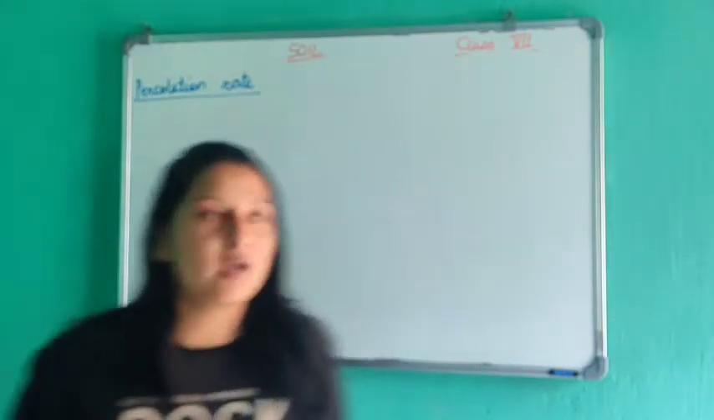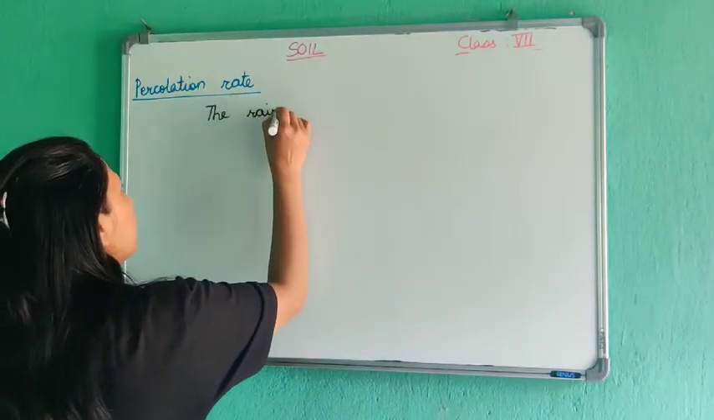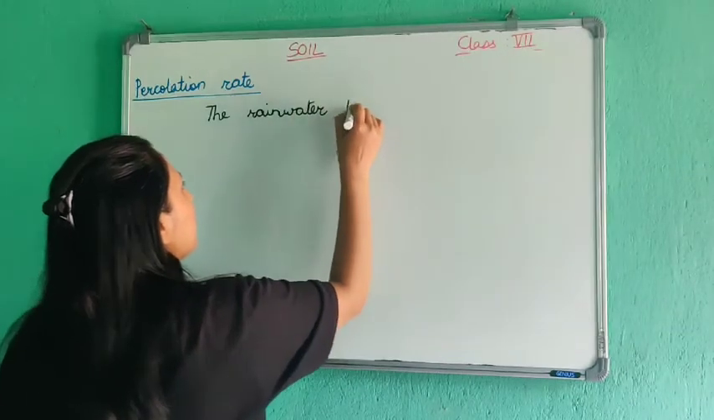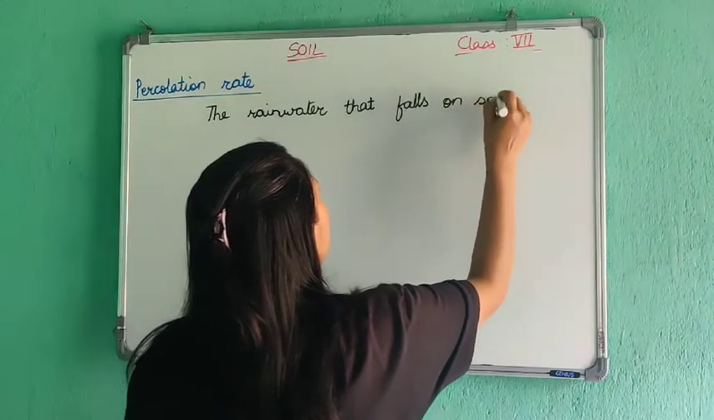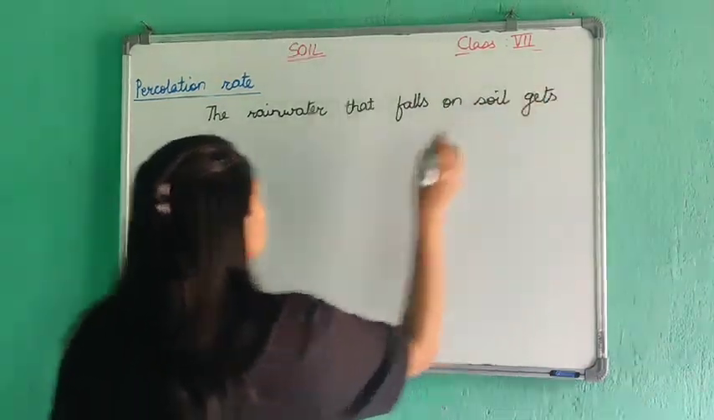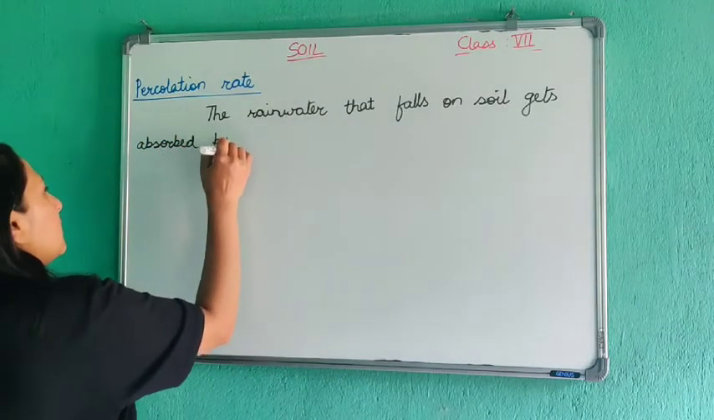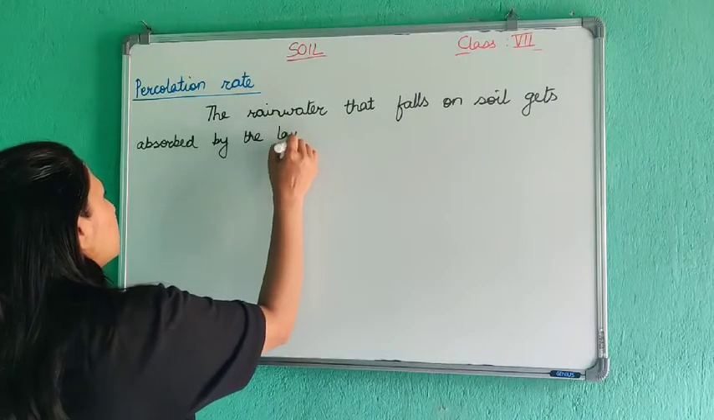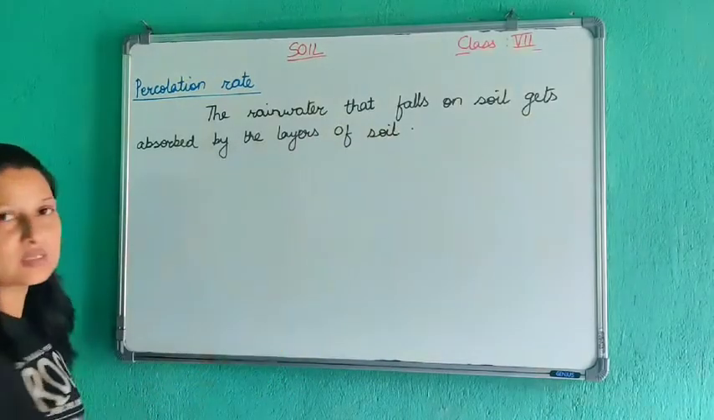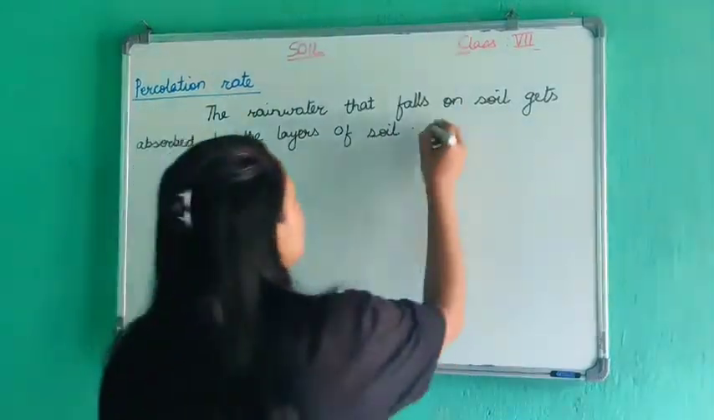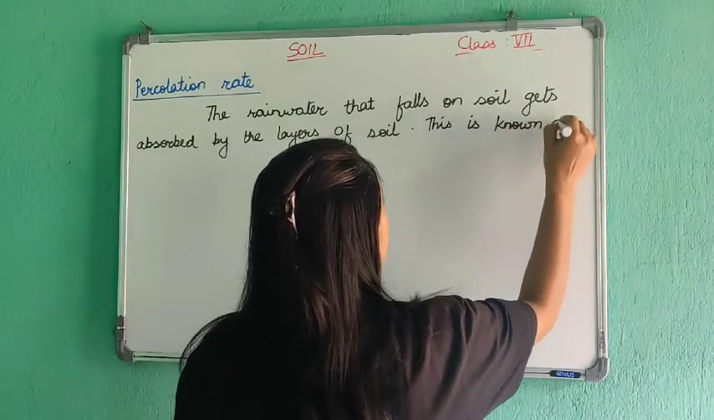Okay, so similarly the rainwater that falls on soil gets absorbed. So that water will get absorbed by the layers of the soil, different layers of the soil. So that water is absorbed by the various layers of the soil and this is known as percolation.